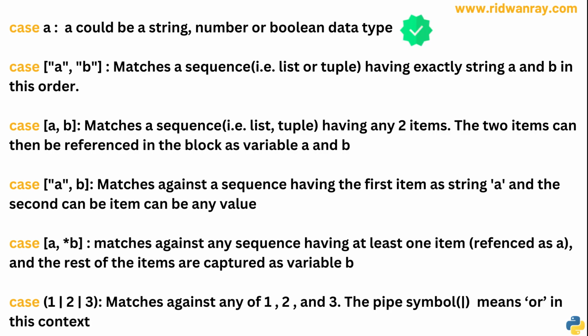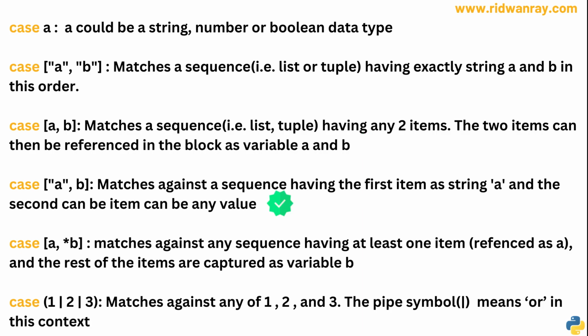Alright friends, let's recap what we have learned in the lesson. The first match is a constant match. This is going to match a string, number, or a boolean data type. The second case is going to match a list or a tuple containing two items. The first item must be string A and the second item must be string B. For this one, it matches a sequence containing exactly two items. The two items can then be referenced as variable A and B in the block.